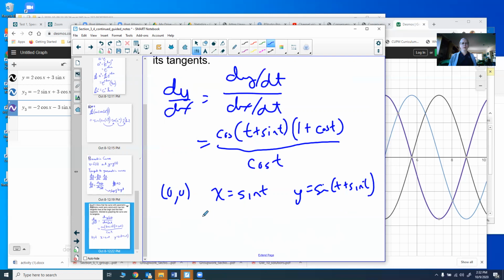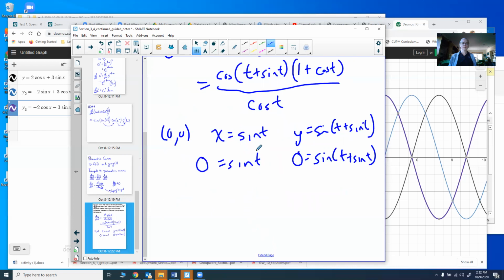I want to know when x is 0, we have sine of t. When y is 0, we have t plus sine of t. So I need to find out what those t values are. Well, this one, sine of t is 0. That happens when t is 0. But if t is 0, we get 0 here. So where else does it occur? What also occurs when t is pi?